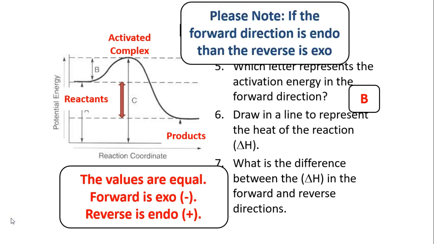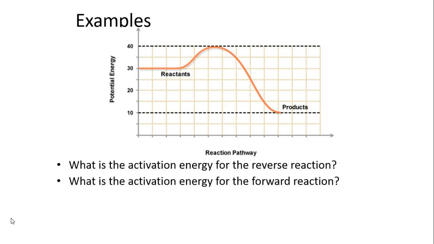So please make a note of that. It says, please note, if the forward direction is endo, then the reverse is exo. So they're just opposite in sign. They have the same value, just one's positive, the other's negative. All right, so here's some more examples, but these are ones that I would like you to do. I will go over them after you do them.